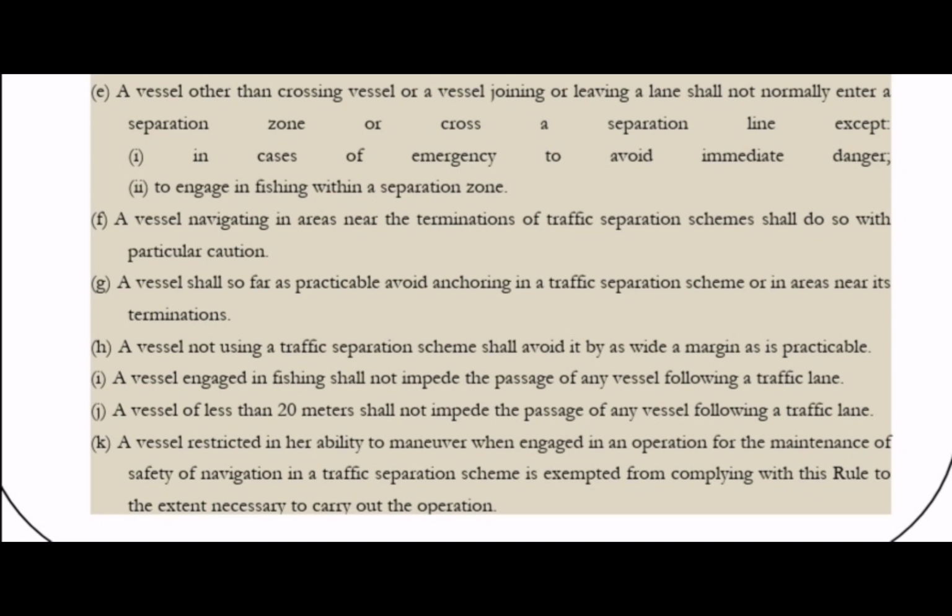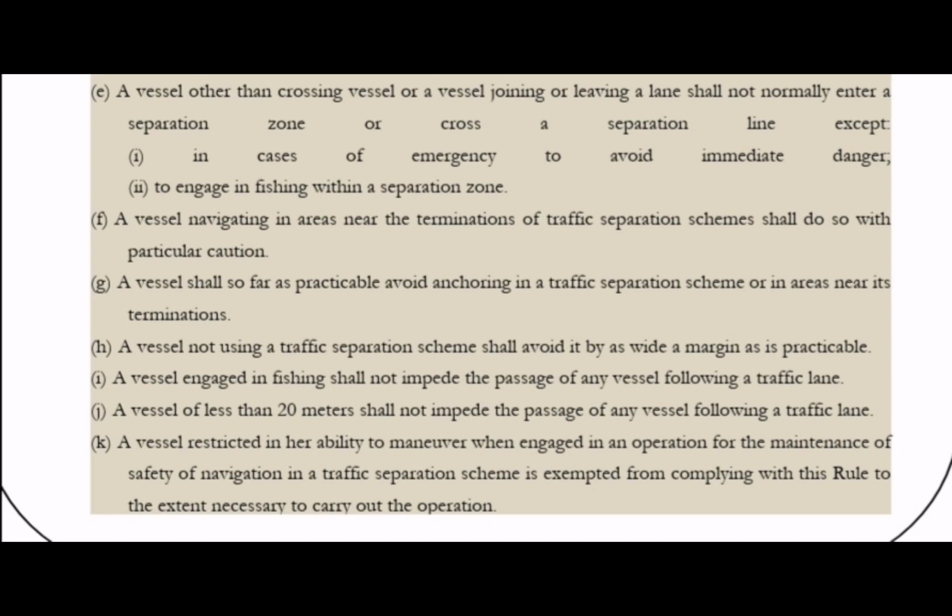Now the next paragraph, paragraph letter J. A vessel of less than 20 meters shall not impede the passage of any vessel following a traffic lane. So this paragraph also tells, just like the fishing vessel, if your vessel is less than 20 meters, you should not impede the passage or the traffic lane.